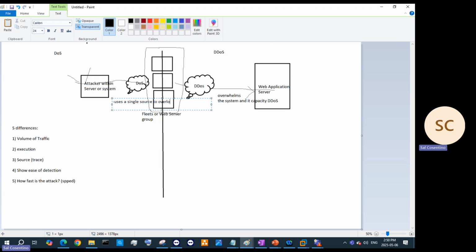To overload the target machine with traffic. It doesn't matter how much traffic there is, right? And from that, it makes it unavailable, therefore making it unavailable, right? So this is very, very important. We have to understand what that means.